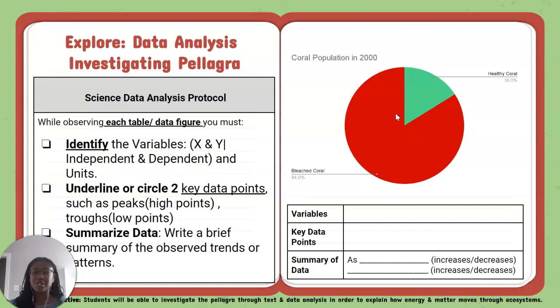So I hope this helps you to get a brief understanding of what it's going to look like to read data and charts in our class.